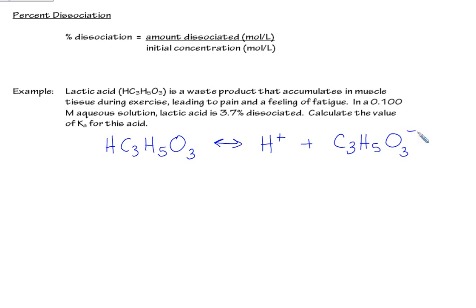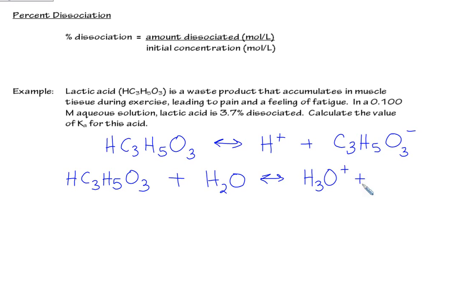Another option, which often for weak acids, they'll write the equation kind of like this. Lactic acid, C3H6O3, they might put water in there. And then instead of free-floating hydrogen, they'll write the hydrogen as the hydronium ion, H3O+. And then again, we have the same lactate ion, C3H5O3 minus. And I will tell you that either way is totally fine.